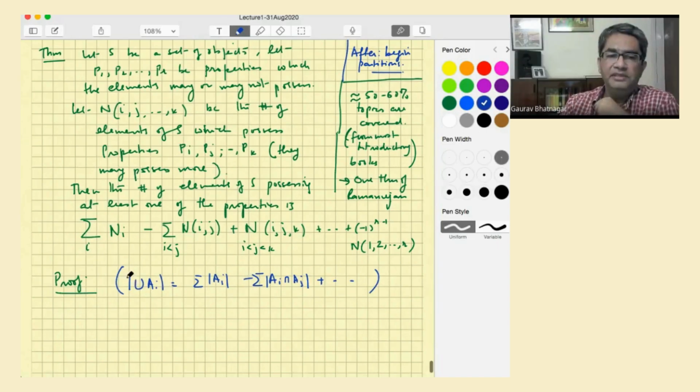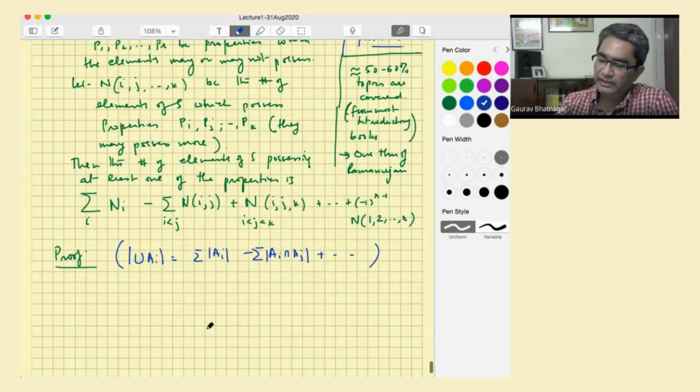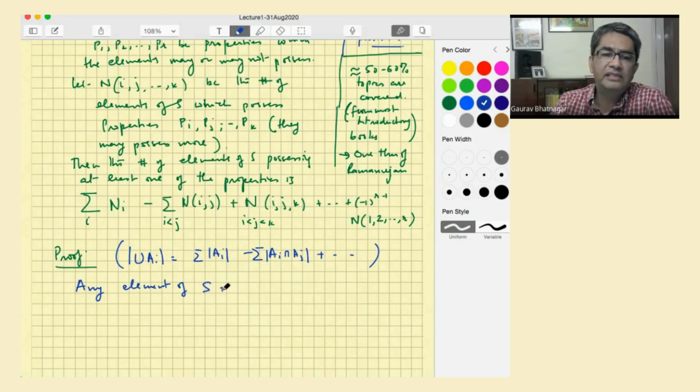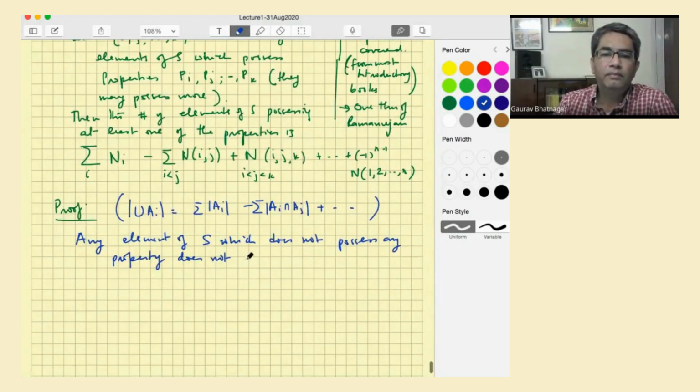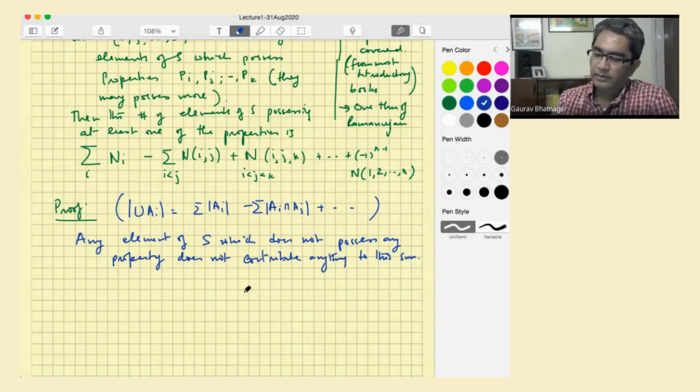So this is just a remark that this is roughly equivalent to what we've done earlier, saying that any element of S which does not possess any property does not contribute anything to this sum, that is, it contributes zero.